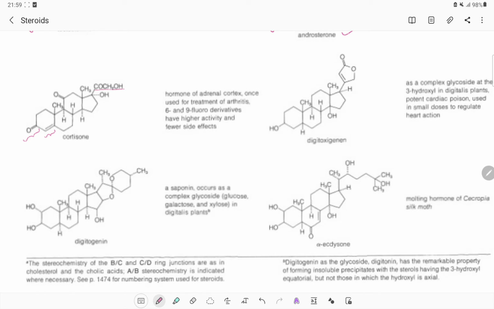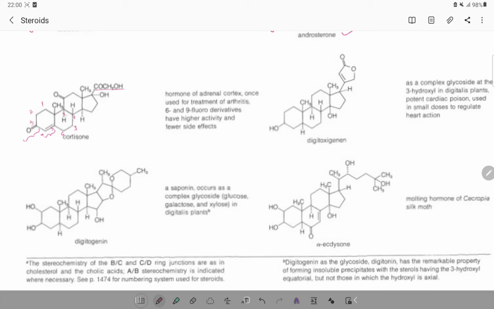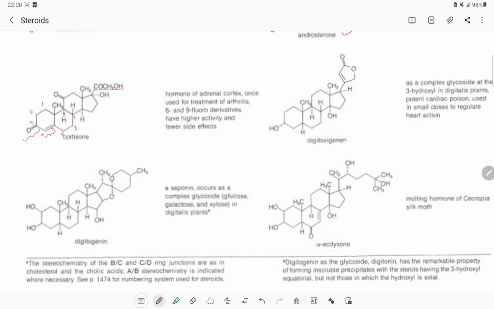Now 6 and 9 means at position number 6, counting 1, 2, 3, 4, 5, 6, 7, 8, 9. So at position number 6 and position number 9, if we have fluoro substituents, they will have a higher activity in cortisone, and this can be used for the treatment of arthritis.